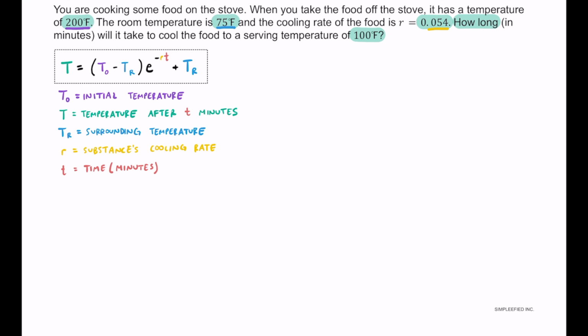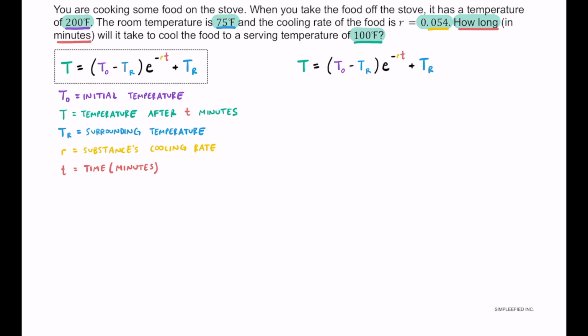Then the question is how long. So again, it's a very similar question in terms of us looking for how long in terms of minutes. So that's going to be that lowercase t measured in minutes. And then finally, we are given this 100 degrees. That's what we're looking for in order to be able to eat it. That's going to be the final temperature here. So that's going to be 100 degrees. That is going to be our capital T, or the temperature after t minutes.